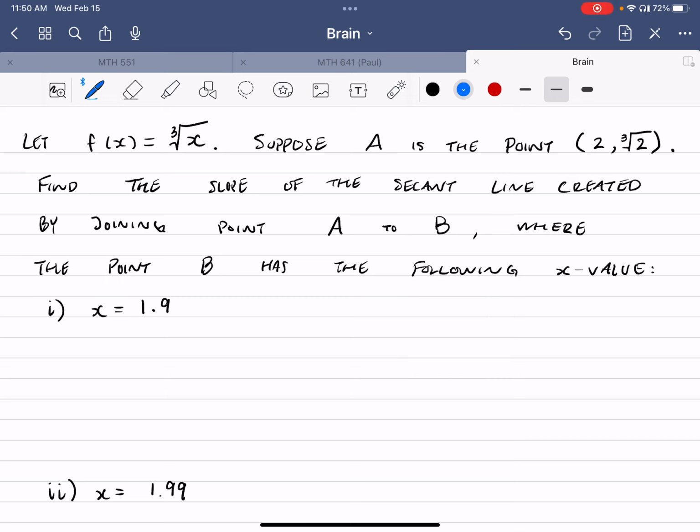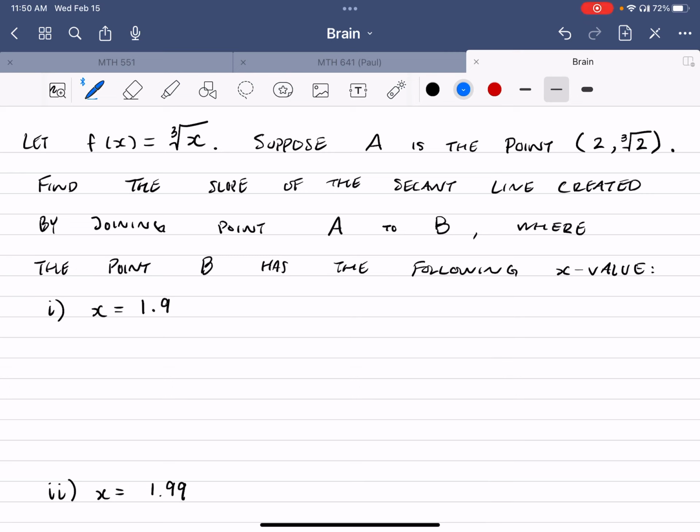So our first point, which is the point we're trying to estimate this tangent line at, is at 2 comma the cube root of 2. And then our second point will be a point B, and we'll just have different x values of the point B, and we'll use these two things to get a slope.